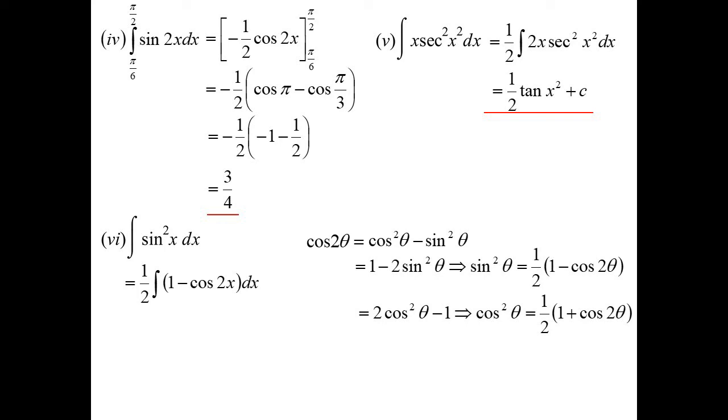Cosine 2x we can do, and 1 obviously we can do. So we get a half of x minus a half sine 2x, and just tidying that up, I've left it as x on 2 minus a quarter sine 2x. So sine squared, cos squared, use your double angle results to integrate those.